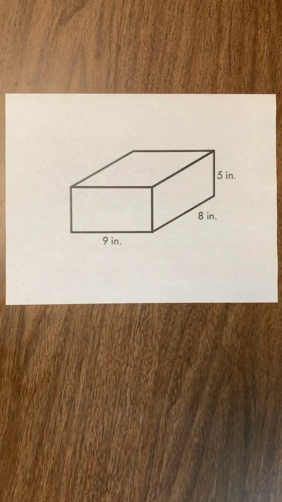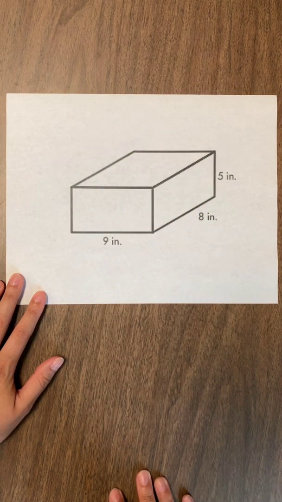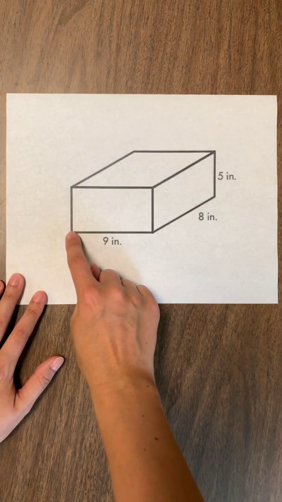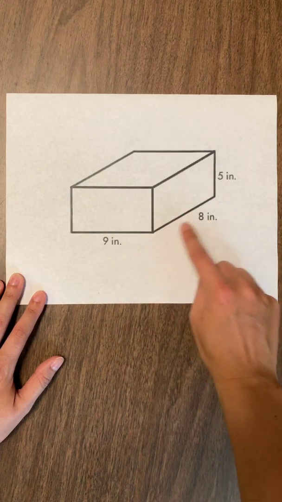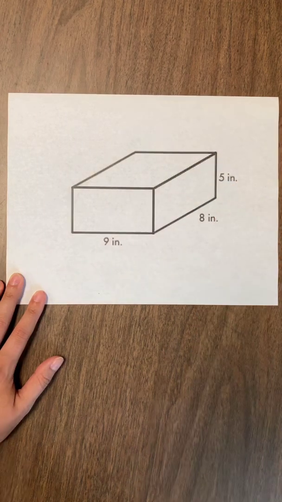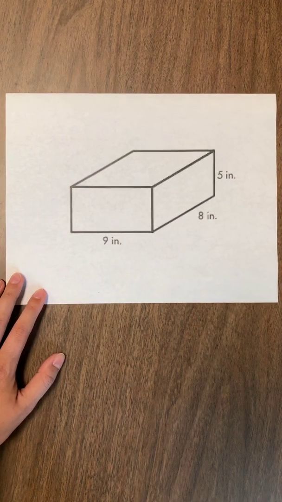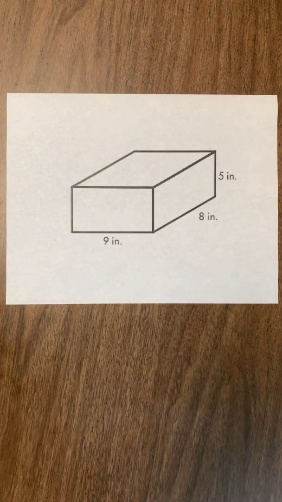Now that you've watched me solve a problem, it's your turn. So here is your rectangular prism. It has a length, a width, and a height. Its length is 9 inches, its width is 8 inches, and its height is 5 inches. You will need those dimensions to find the volume of this rectangular prism. So go ahead, try it out, and then we will check your work.